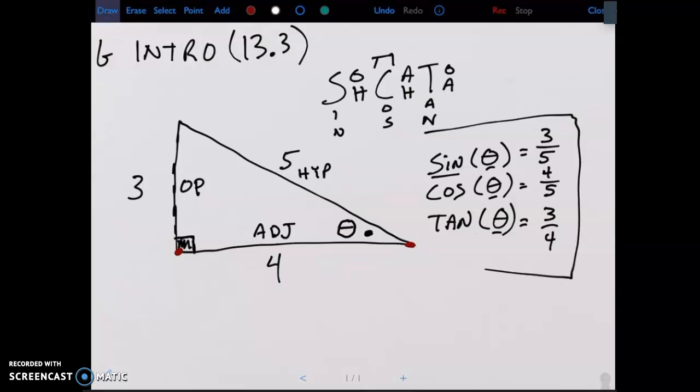So whenever you see the sine of some angle equals 3 over 4, what they're actually telling you is the side lengths of the opposite side and the hypotenuse. If they're telling you the cosine equals 4 over 5, they're saying the adjacent side is 4, and the hypotenuse is 5.